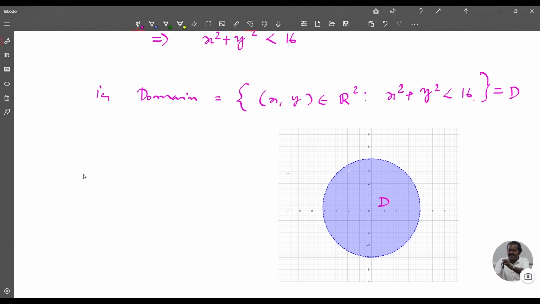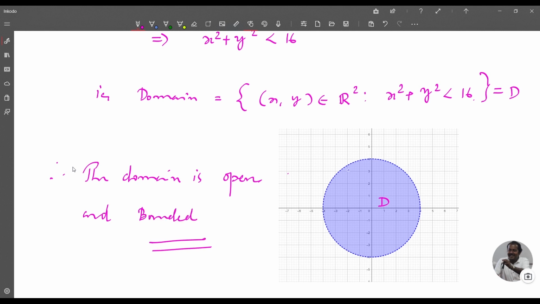So the domain is bounded. So this is the domain D, and you can see that all points of the domain are interior points. Therefore, the domain is open and bounded. So this is an example of a bounded domain and an example of an open domain. Now you can analyze the domains of the problems that we have discussed in the previous class in a similar way.